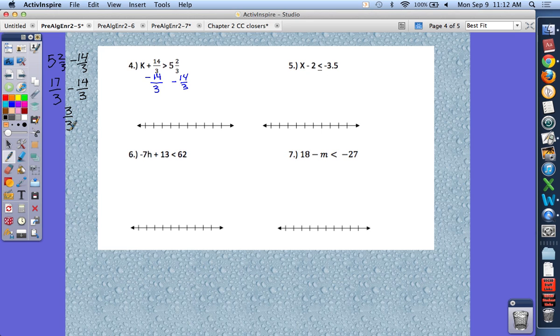Ooh, guys, what's a better way of writing 3/3? 1. So back to your inequality, these are going to cancel on the left. What do you have remaining on the left? Just a k. Keep your inequality symbol. We didn't multiply or divide by a negative. And 5 2/3 minus 14/3 is going to give me 1. Get that graphed. 0, 1, 2. I skipped the same amount between each one. Open circle because we're not including 1, but k is any number greater than 1, so I'm shading to the right.